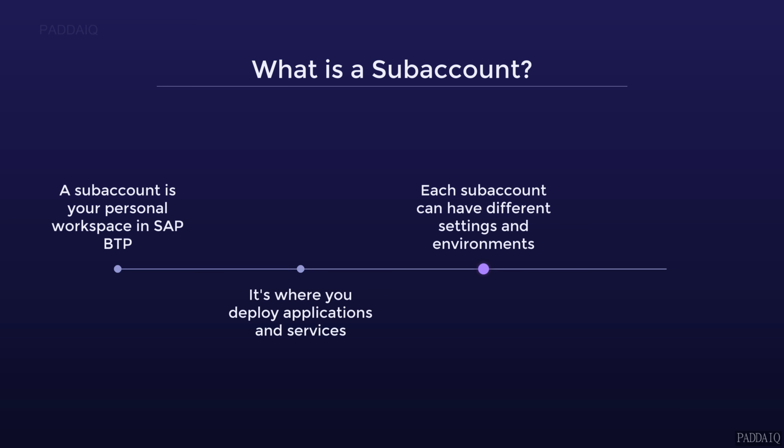Each subaccount can have different settings and environments. This means you can customize configurations like security policies and deploy varied runtimes, such as for development versus production, within each subaccount. For example, one subaccount might host a test application with relaxed security, while another runs the live app with strict access controls. This flexibility allows tailored management for distinct project needs.